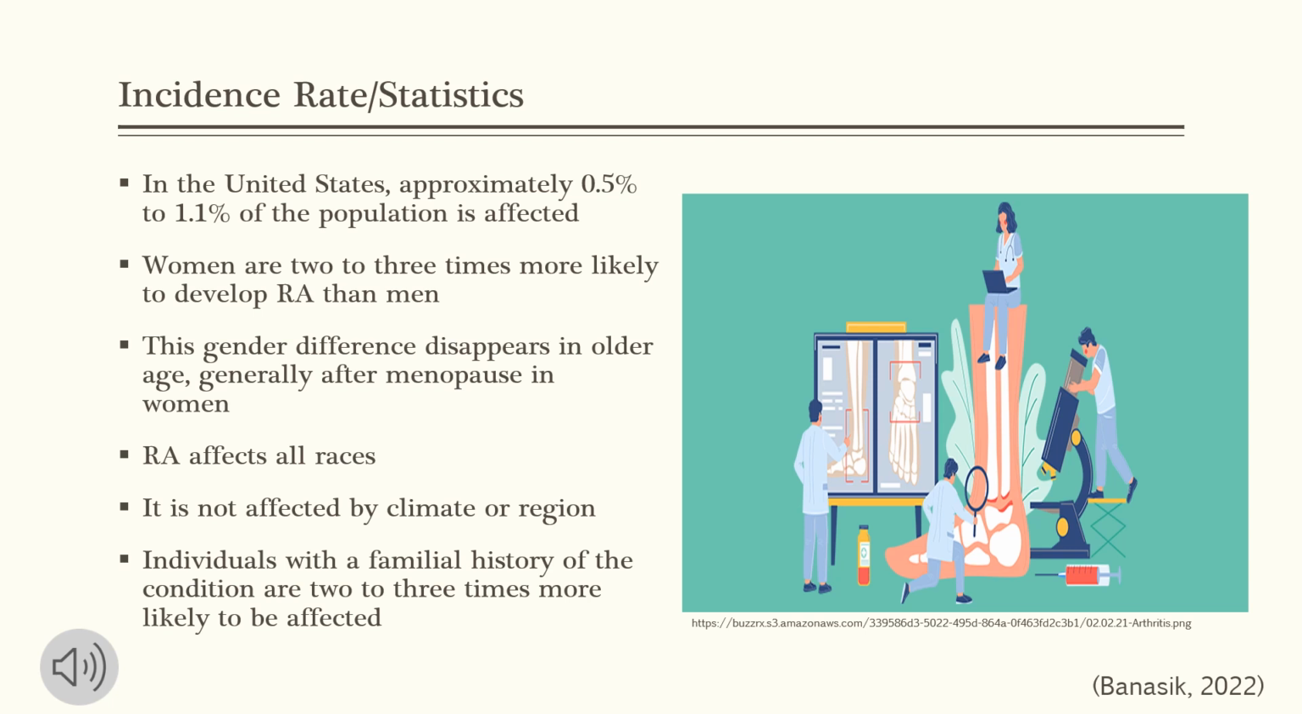For the incidence rates and statistics, approximately 0.5% to 1.1% of the population is affected. Both men and women are affected, but women are 2 to 3 times more likely to develop rheumatoid arthritis. This gender difference does disappear in older ages, so that's generally after menopause or the average age of 50 for women. RA affects all races. It's not affected by geography or political borders, and familial history does put an individual at a higher risk for developing rheumatoid arthritis.